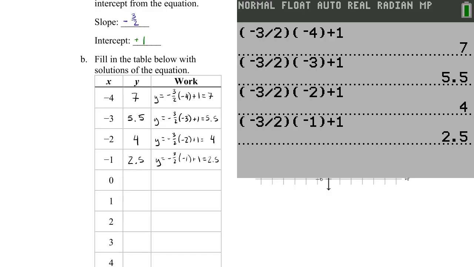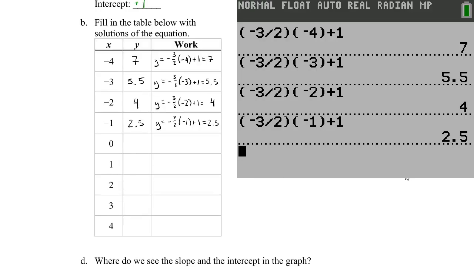Okay. Well, I'm starting to notice a pattern here, right? I'm getting fractions whenever my x values are not an even number. That is, whenever my x values are not a multiple of 2. I think I'm only going to look at the multiples of 2 here. That makes sense, right? 2 is the denominator of this fraction I'm multiplying by. So if I have a multiple of 2, that's going to cancel out that fraction, and I'm going to get a whole number answer.